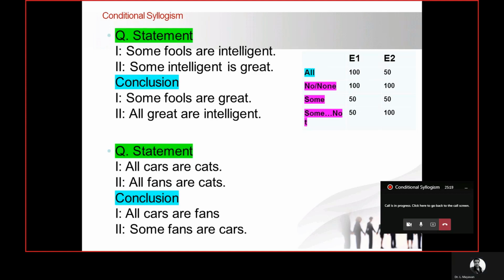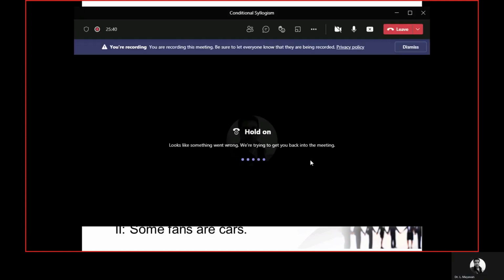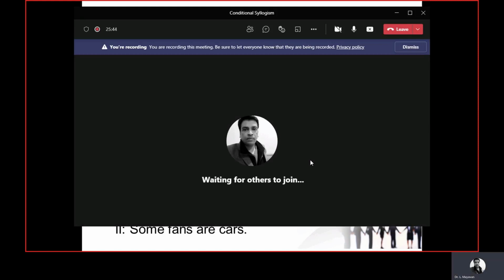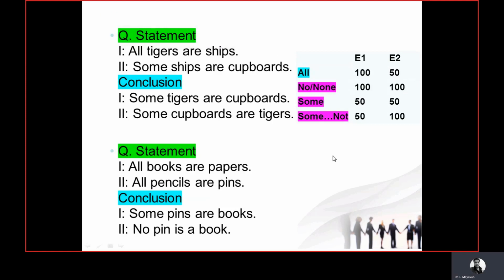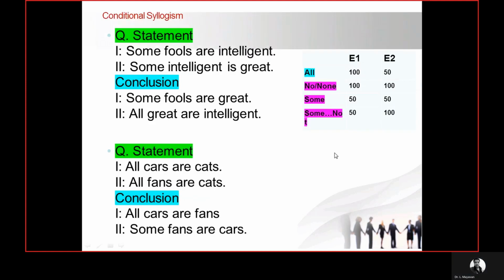So answer is A. Answer is A, and you will have to choose either A, B, C, D, E. And if your answer is only one option, choose A. Okay, so only option 1 follows.